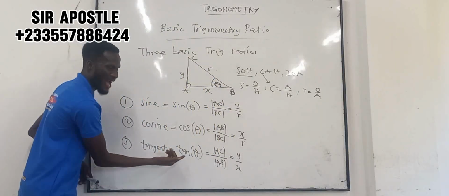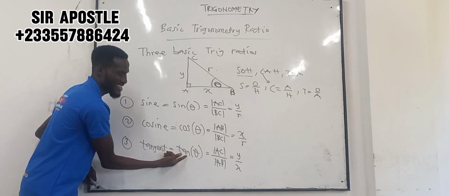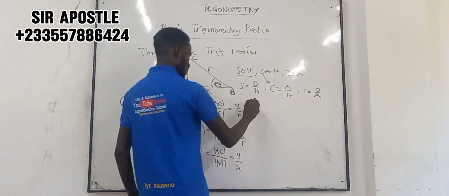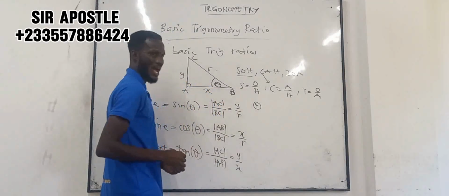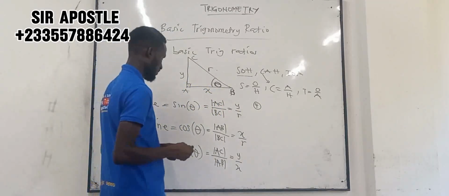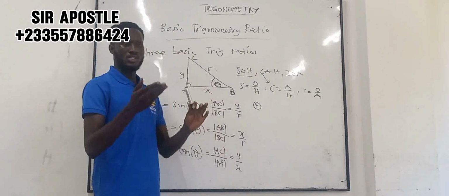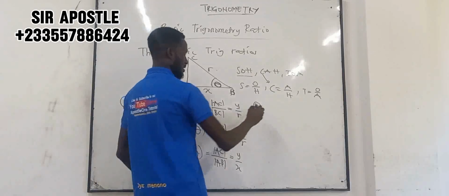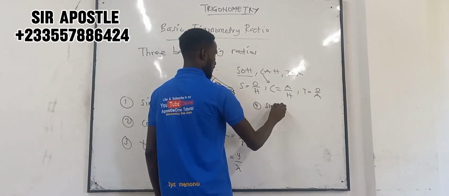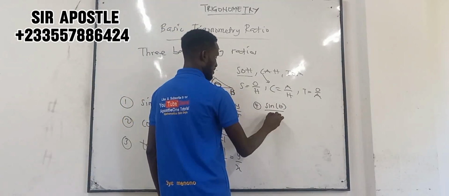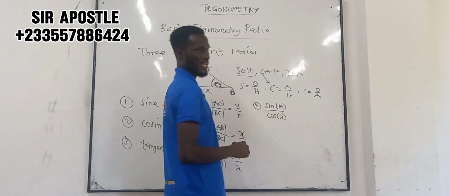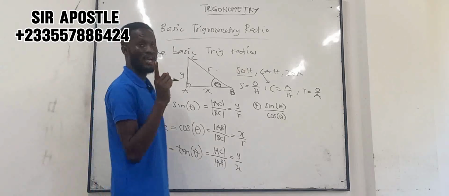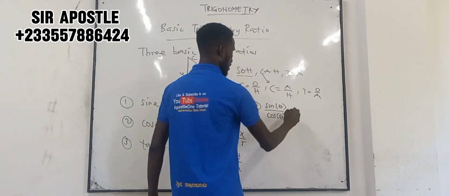Now let me talk about another formula for the tangent. Let me label it as 4. Another formula for tangent. Let me find the ratio of the sine and the cosine. Sine theta divided by cos theta. What are we going to get for sine theta over cos theta? We are going to prove tan theta.